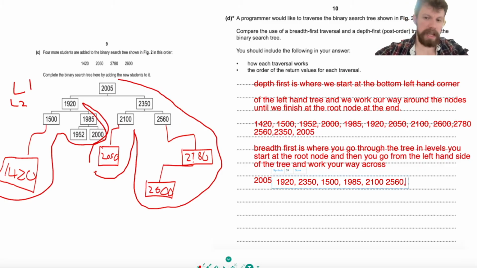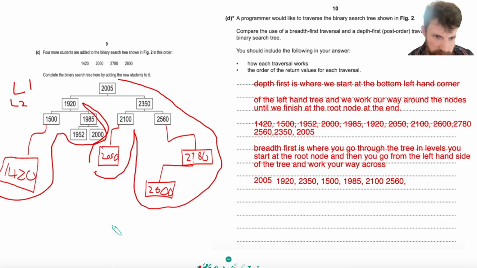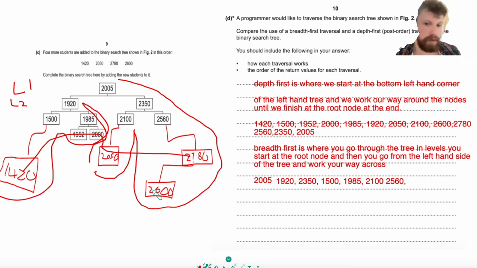2,560. Now, just be careful, because in this case it would have been better if I'd put the 1,420 at the same level as this, and also the 2,050 and the 2,780, because it is a little bit misleading, since these ones here are all on the same level. Just make sure that you're working left to right, and then 2,600 should be the final one that we go through. So 14 and 20, it's all about the levels.